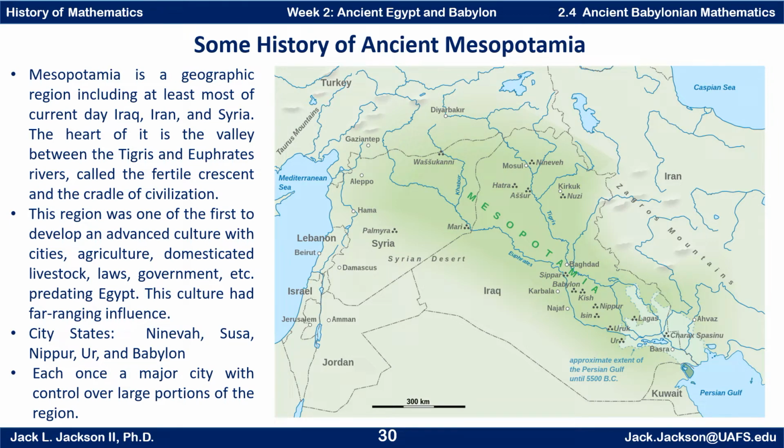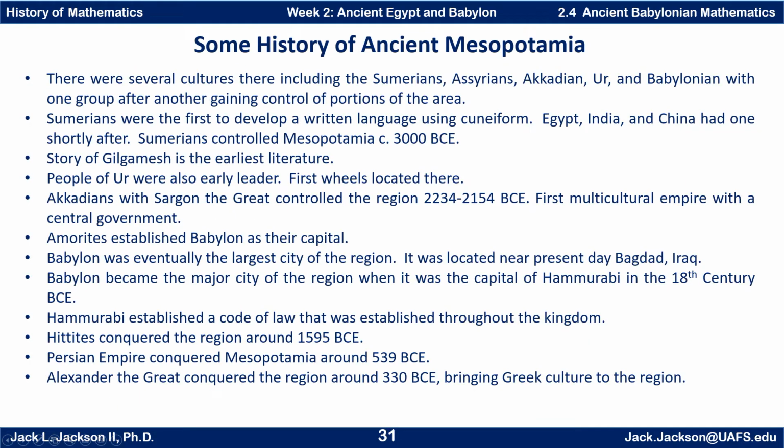And each one of these was basically a major city and actually had its own people, its own culture. And so Mesopotamia is not one culture or one people, but actually a mixture of a variety of them. There were several cultures there, including the Sumerians, the Syrians, the Akkadians, the people of Ur, and Babylonians.